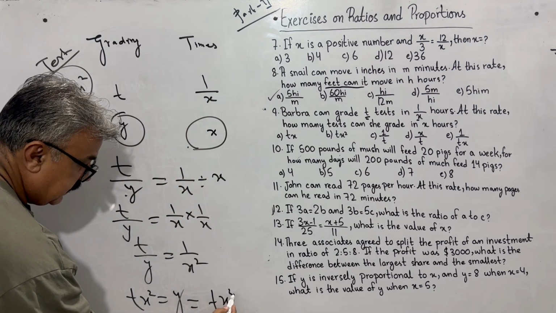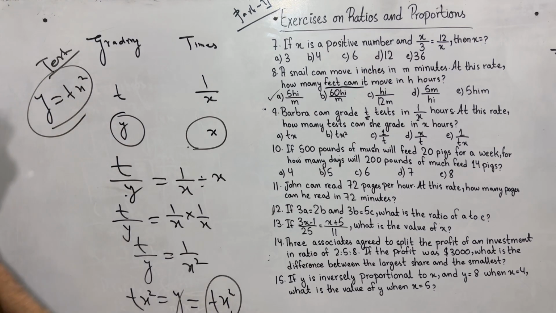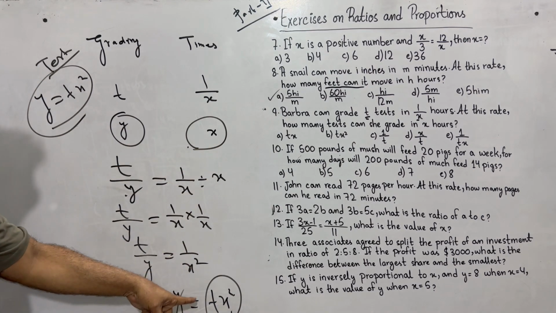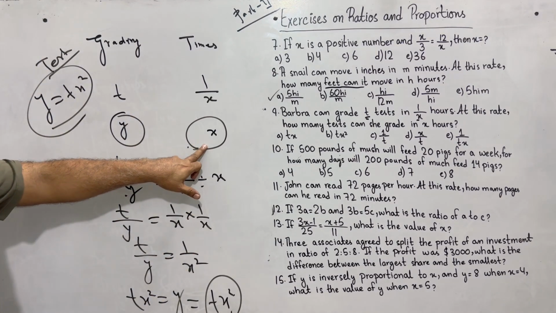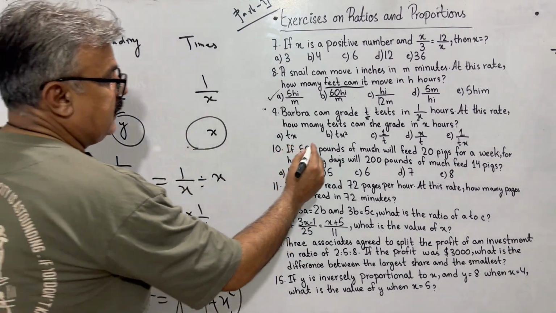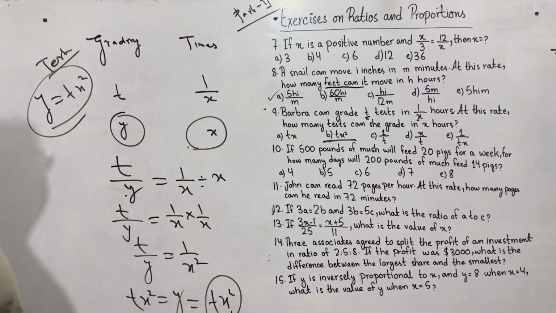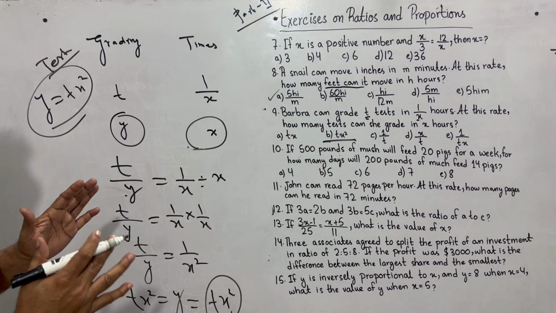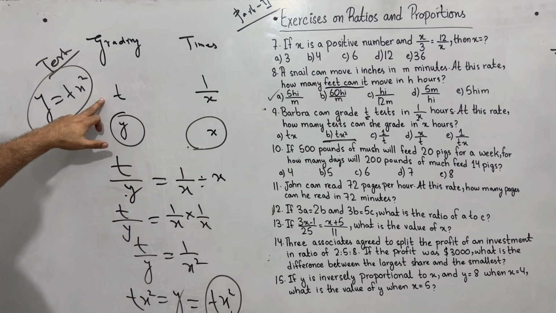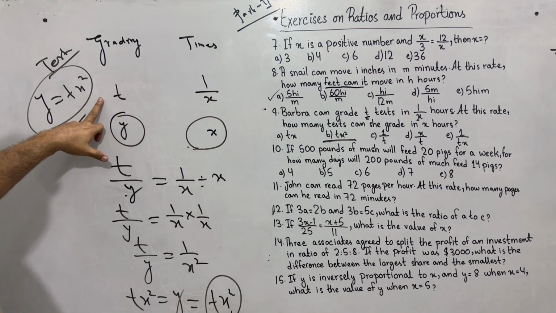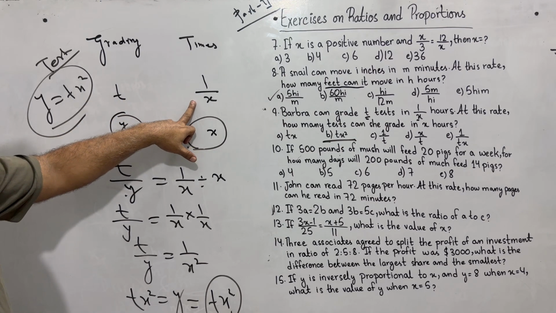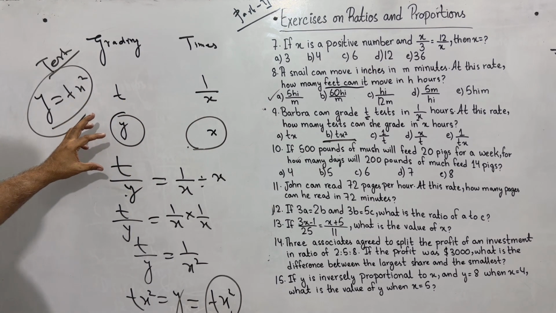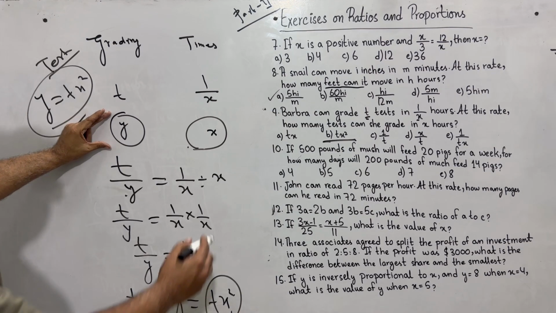She can grade t times x square tests in x hours. So our answer is option B. Let me explain again. Barbara can grade t tests in 1 upon x hours. How many tests can she grade in x hours?